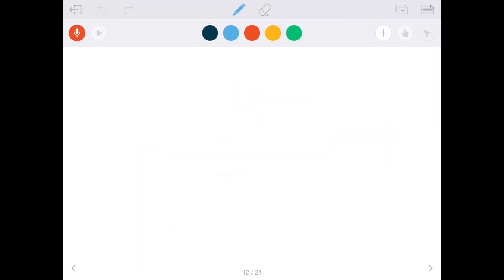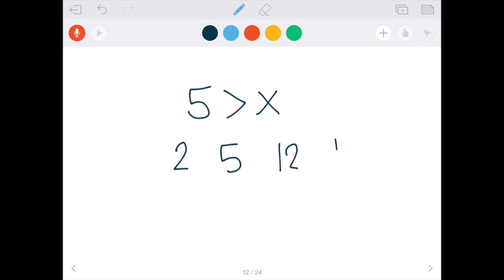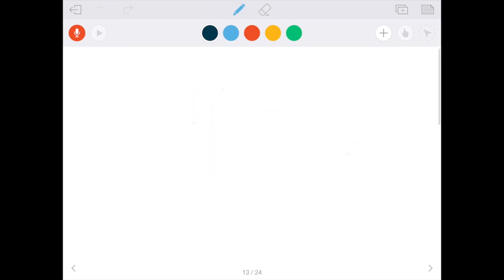Let's try one where we turn it around and put the number first. All right, take a look at this one. Think about what you think your answer will be. Okay, so this says that 5 is greater than x. Remember again, the open side is to the bigger number, so that means 5 has to be larger than x. That means x could only be 2. Let's take a look at another one.